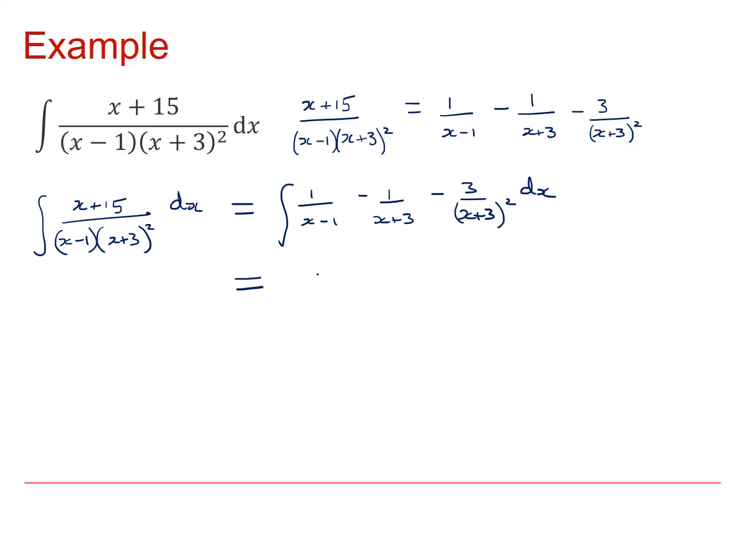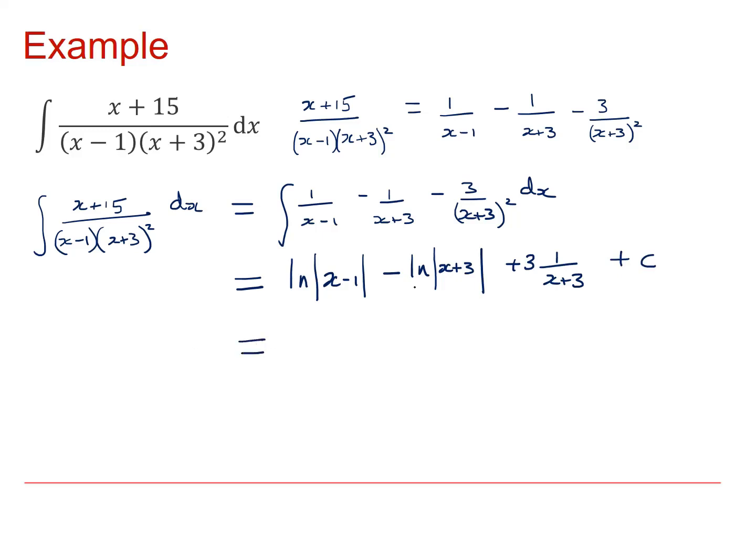So when I integrate 1 over x minus 1, I get the log of mod x minus 1, minus the log of mod x plus 3. And then this is really just an x plus 3 to the minus 2 type thing. So I'm going to get 1 over x plus 3. That's an x plus 3 to the minus 1. And I'm going to have a minus sign coming through. So I'm going to get plus 3 lots of 1 over x plus 3. And that's plus a constant.